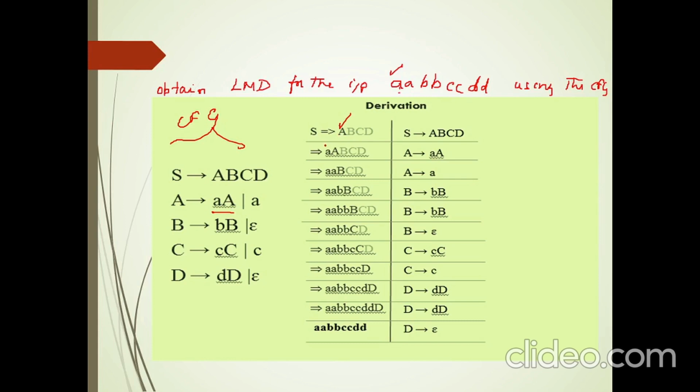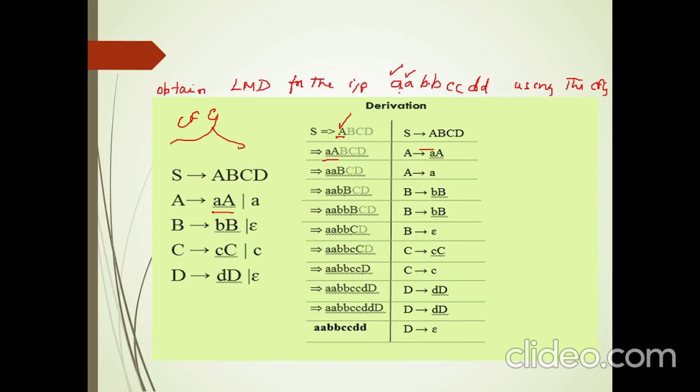So this A is replaced by AA. You can see here, this is the reason why I have got AABCD. Next, coming to A, this time I want the second A. To get a second A, this is the right option, so I applied A gives A. So I got AABCD.